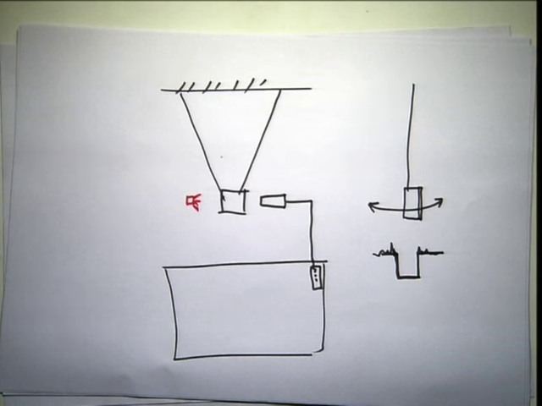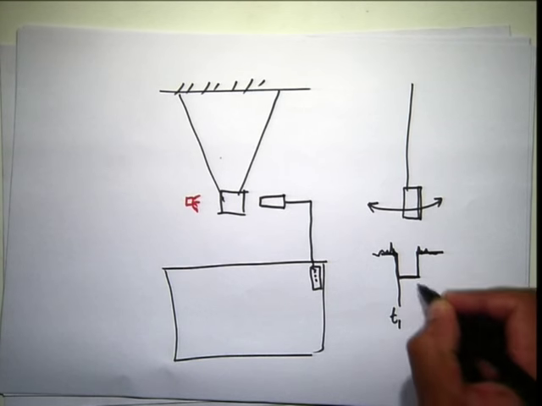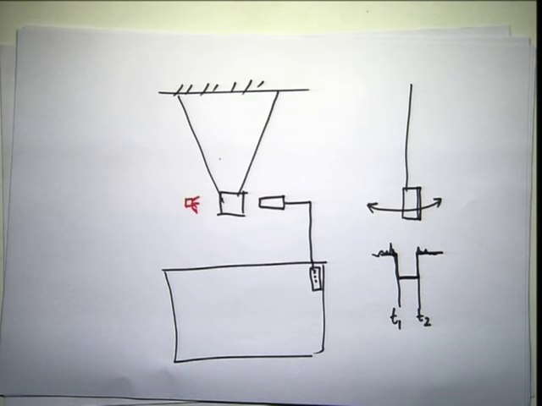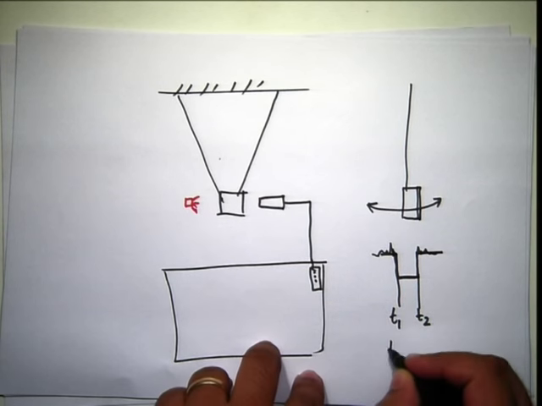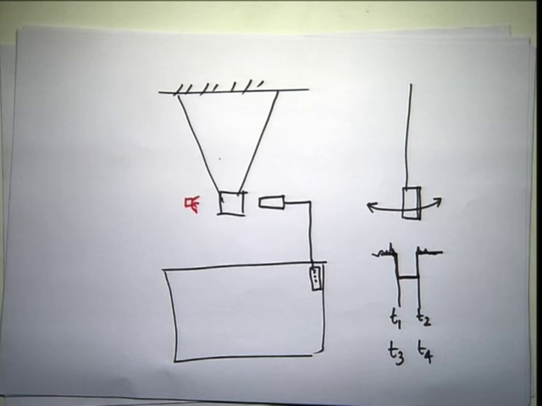So your job is to get this T1, T2, which will tell you at what time the bob passed this way, and at the same location, you measure the time it comes back. So you will have T3 and T4. Based on this, you can estimate the time period of your pendulum.